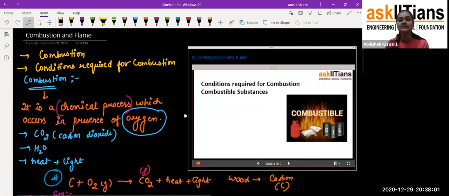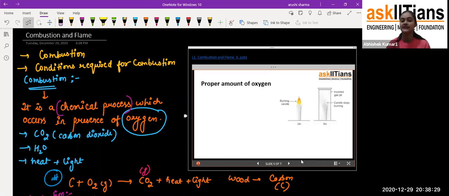And what are the combustible substances? You can see those which can easily undergo combustion, for example, LPG, paper, oil. Now you'll say, ma'am, why do they burn? So it depends upon the ignition temperature, and I'll tell you what the ignition temperature is. Now, if I show you the next picture, because this is the first requirement, that first of all we require one combustible substance. Now the second one is that there should be a proper amount of oxygen.